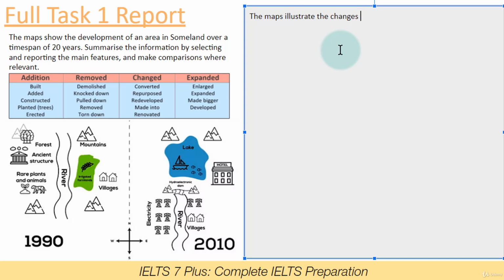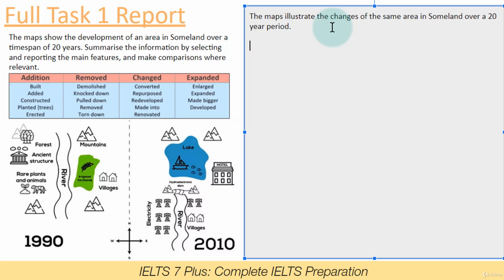Another word for area could be location. The maps illustrate the changes of the same area in some land, and of course capitalize for proper nouns. The maps illustrate the changes of the same area in some land over a 20-year period. So just paraphrasing this, over a time span of 20 years, over a 20-year period. Let's read this back. The maps illustrate the changes of the same area in some land over a 20-year period. Perfect.